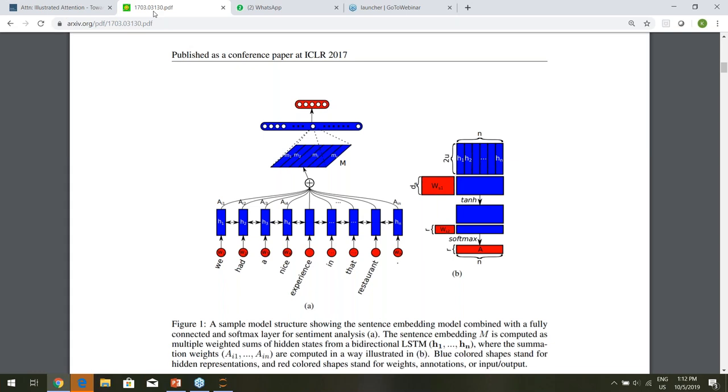So how are they producing efficient sentence embeddings? They are creating this attention mechanism. This is the architecture for creating this A output. See, this A is here. They are taking a weighted sum of hidden states.